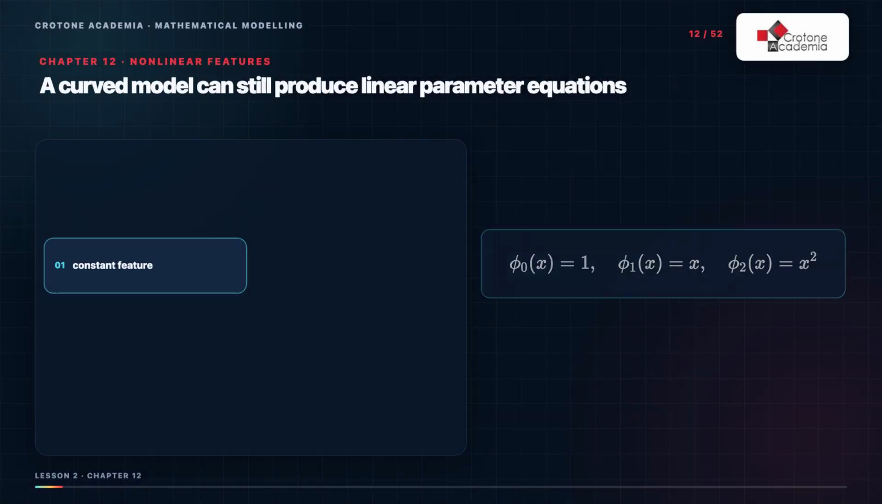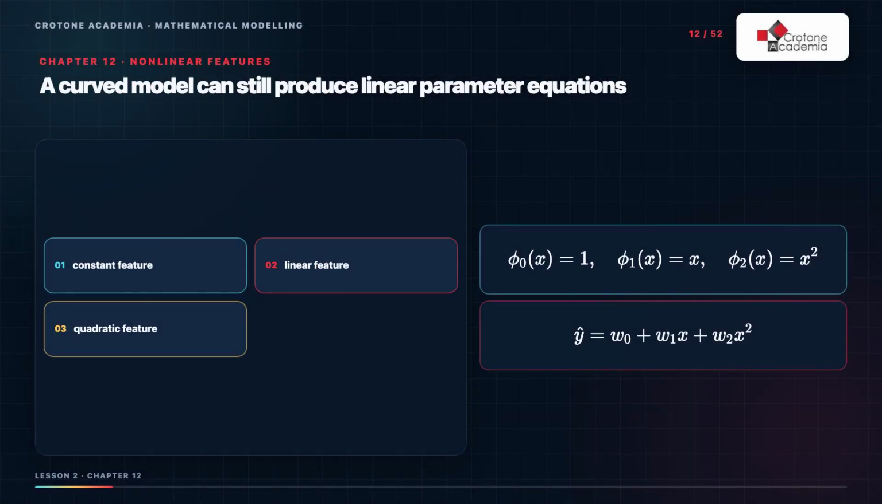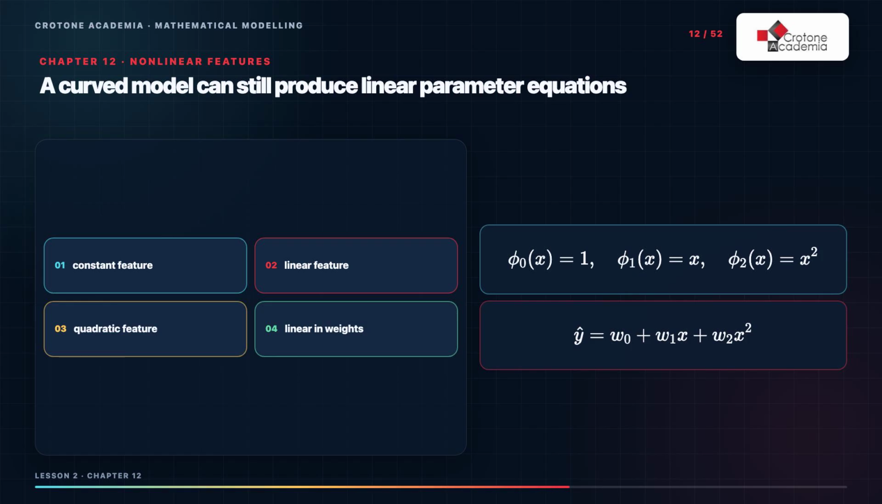Choose the features 1, x, and x squared. Their weighted combination is y hat equals w0 plus w1 x plus w2 x squared. The graph may curve as x changes, yet every observation still gives a linear equation in w0, w1, and w2. This distinction matters enormously. Nonlinear features do not prevent us from using simultaneous equation and matrix reasoning, provided the unknown parameters themselves appear only in a weighted sum.